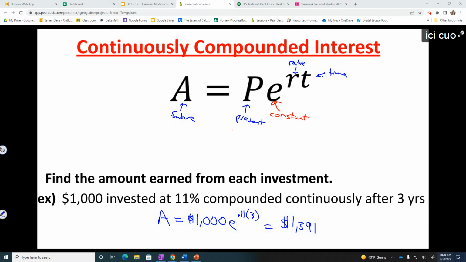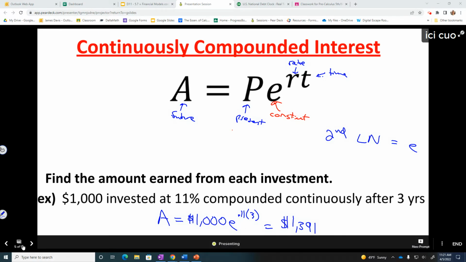You do seconds, and then you hit the element. That's right. Hit your elements. And you want to do 1,000. To find the E, you hit seconds, and then the ln button, and that gives you E to the power. If you're struggling to find it, you want to do 1,000, second ln, and then 0.11 times 3, close your parentheses. Okay. So again, that's pretty easy. You're just typing it in there.